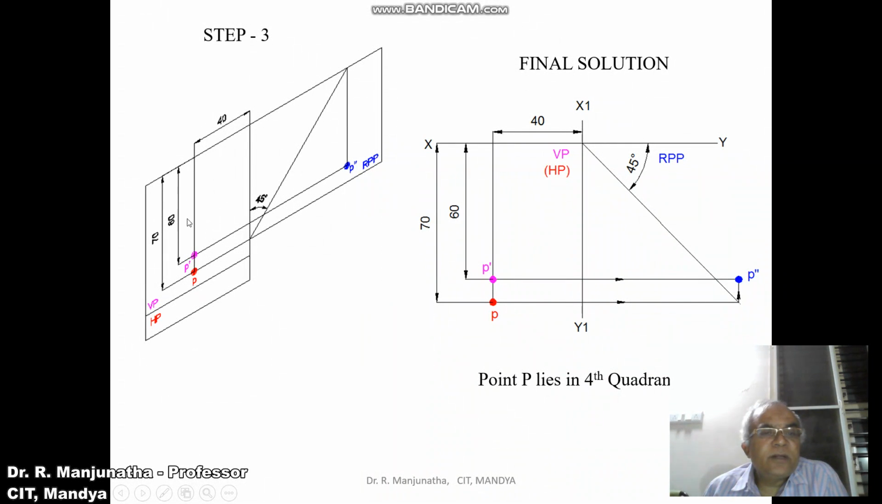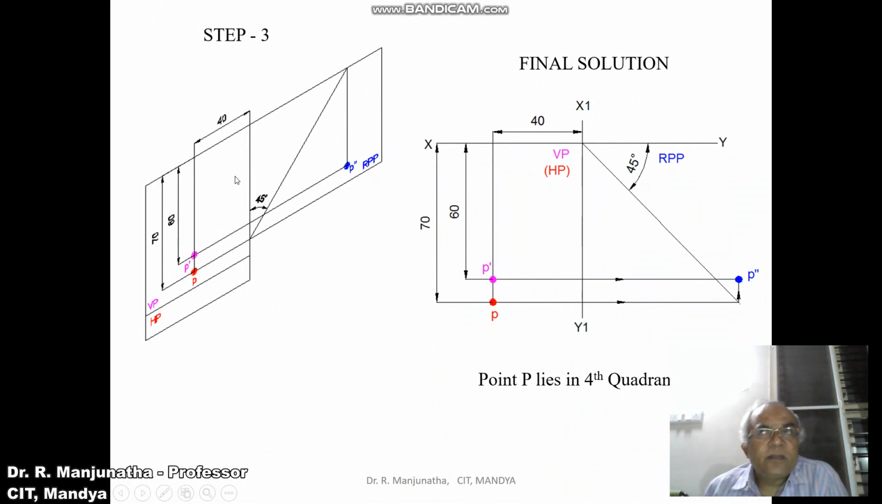So we will draw a vertical projector here. Then the distance below HP is the front view. That is, the below HP distance will be seen in the vertical plane. Since the image is on the vertical plane, it is P dash. And then the distance in front of VP is seen in the horizontal plane. The horizontal plane is also below the XY line. So from here, you measure the distance of 70 mm.